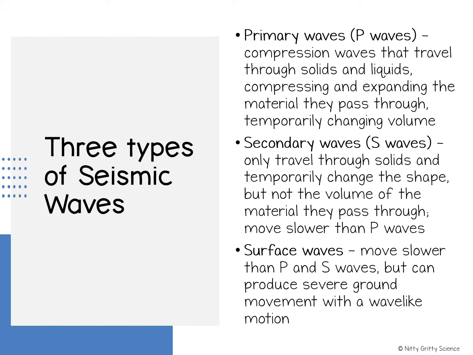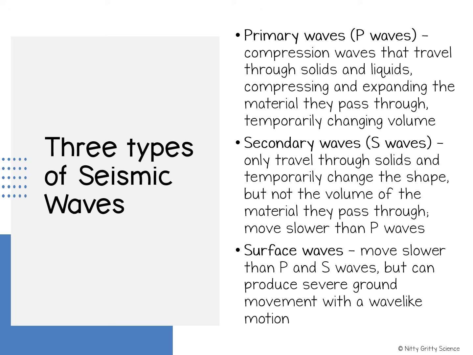Now, P waves, also called primary waves, are the first seismic waves to arrive. They are compression waves that compress and expand the ground kind of like an accordion. P waves are the fastest moving seismic waves and are the first waves that you feel following an earthquake. These are the waves that damage buildings.